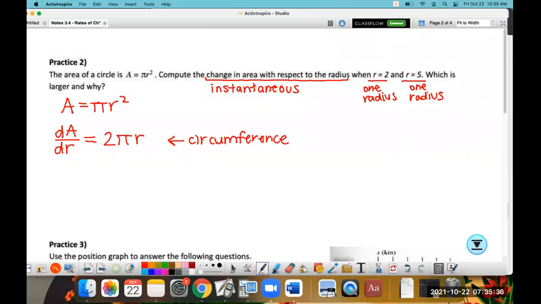Okay, so we were asked to find the change in area when the radius was 2. Unfortunately, they did not give us labels, so we're not going to label this. But the area would have been some unit squared. The label would just be the individual unit.